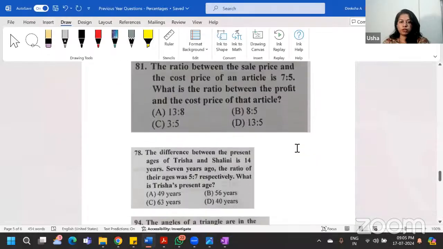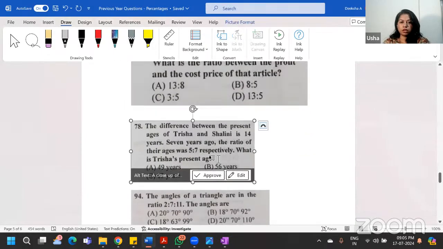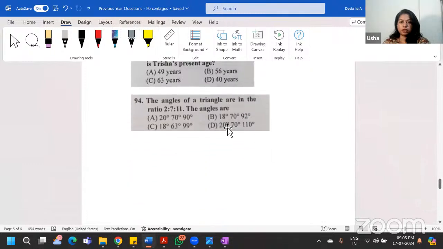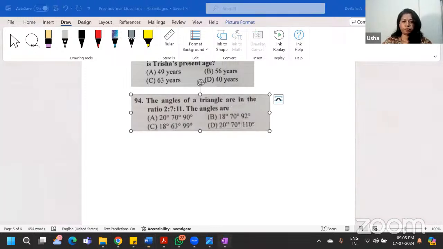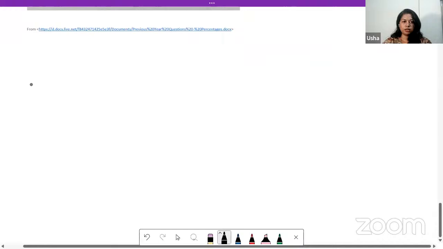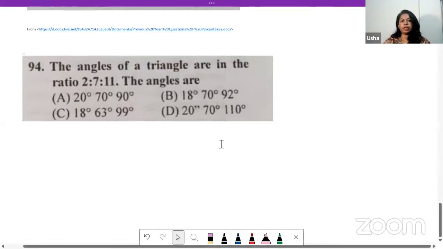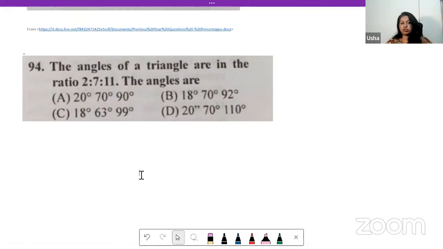Now we'll solve the next question. I think this we have already done. This question has comparison of angles of a triangle. Angles of a triangle are in the ratio 2:7:11. Tell me, what is the sum of angles of a triangle?